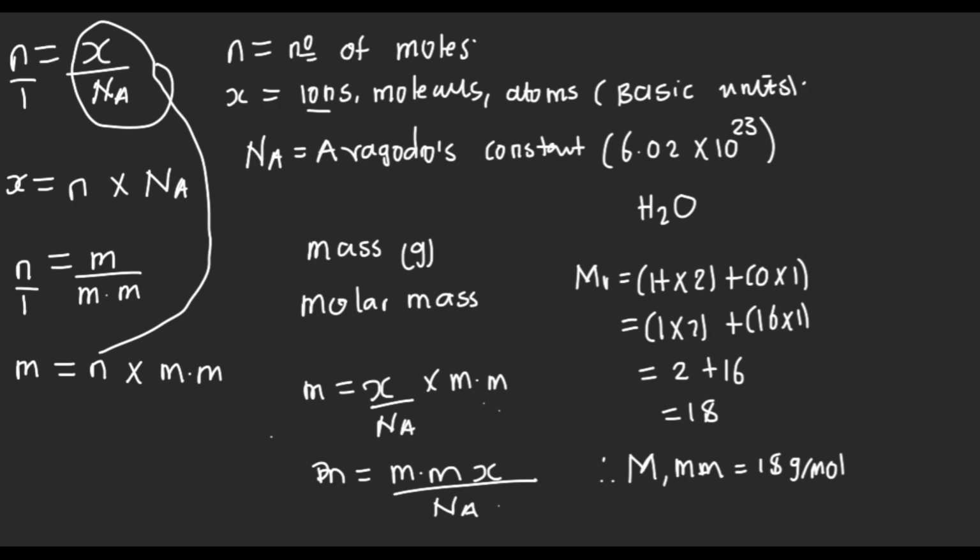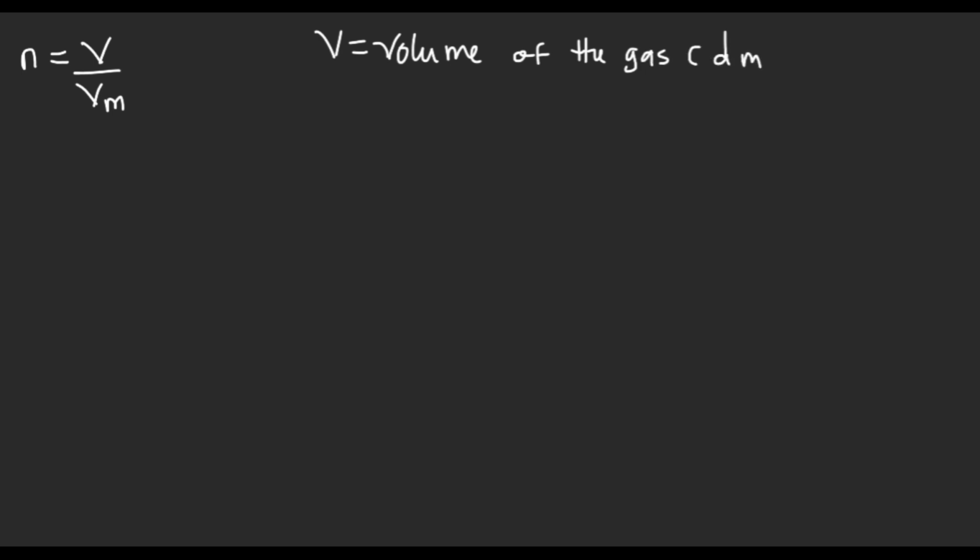Right, so we move on to the third formula for number of moles. Number of moles is equal to volume divided by molar volume. For this one, you need to remember that you only use this formula if you are dealing with a gas, and the condition is also stated in the question. The V is the volume of the gas, and should be in decimeter cubed. So if given in centimeter cubed, don't forget to convert.